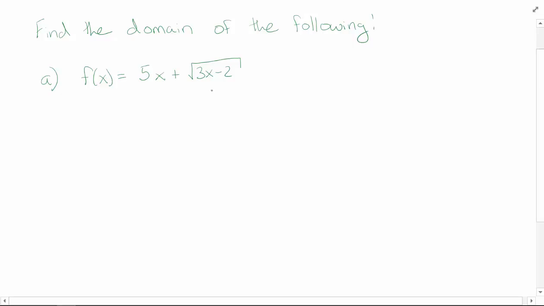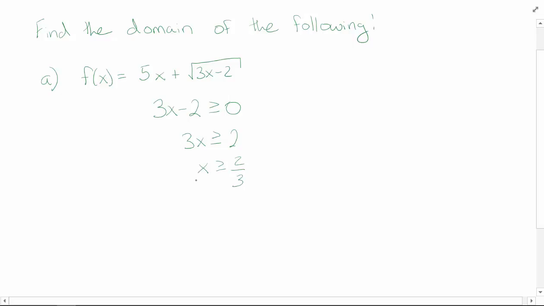Our square root, though, we have to watch out for because you don't want to take a square root of a negative number. So for x's to be in our domain, we need to have what's underneath the square root, 3x minus 2, to be greater than or equal to 0. So let's solve this. We'll add 2 to both sides, which gives us 3x is greater than or equal to 2, which then gives us x is greater than or equal to 2/3.